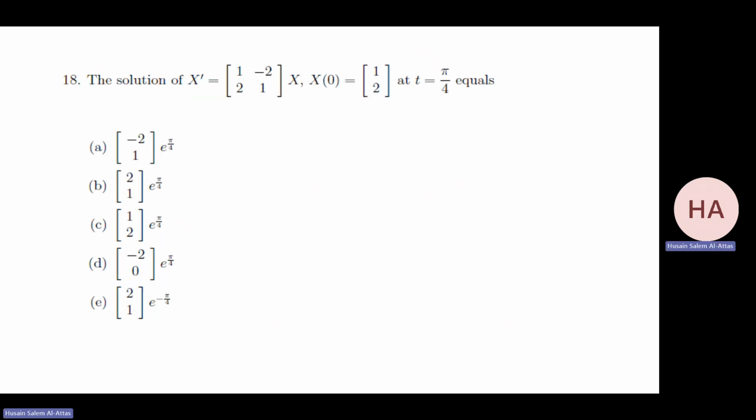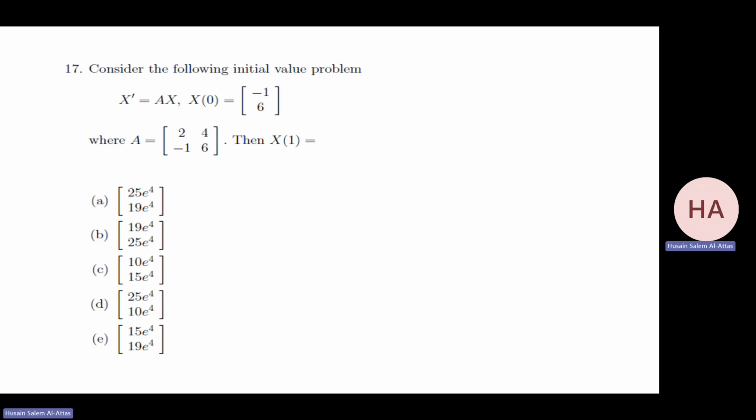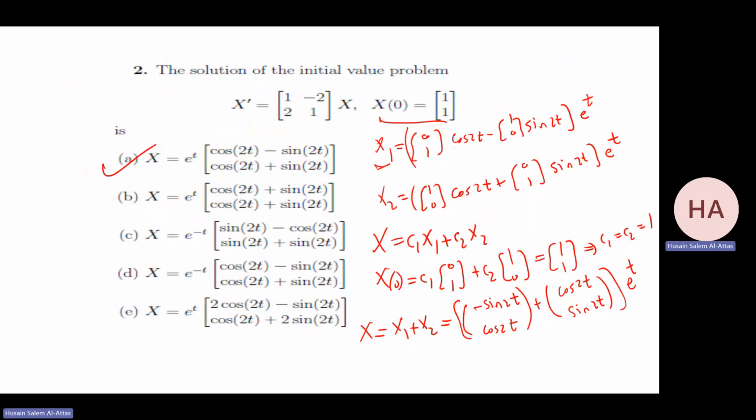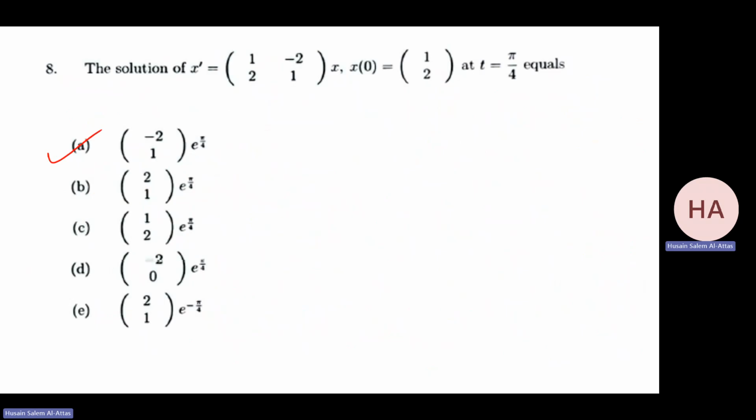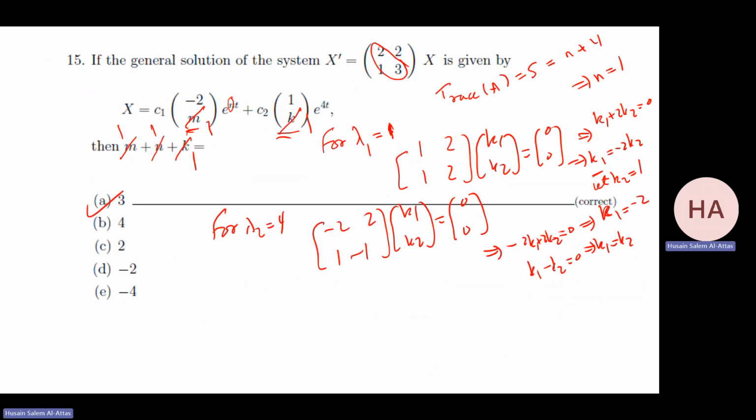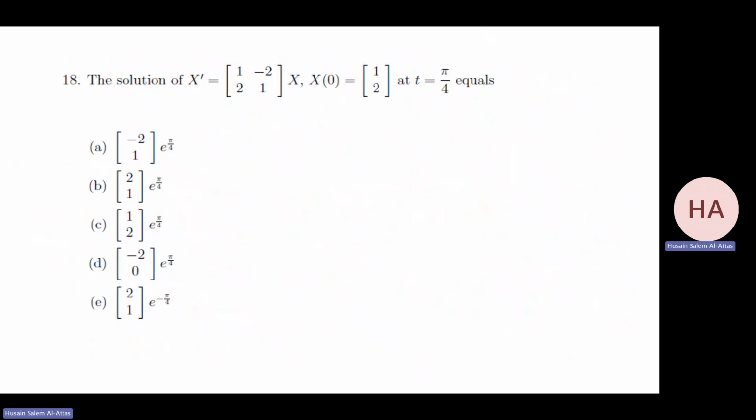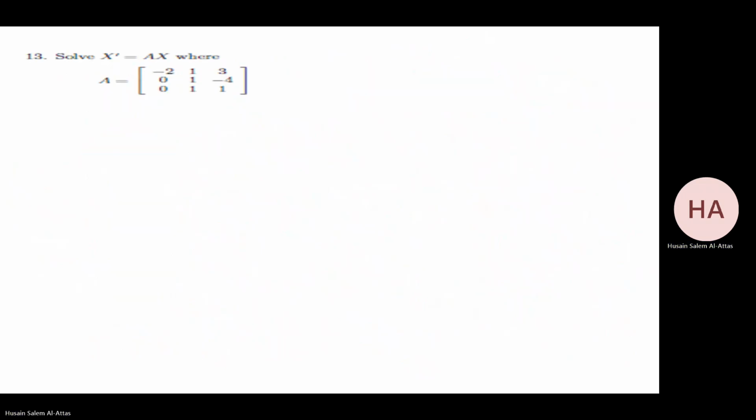Let's repeat it. Okay, this one we did before. Yeah, this one we actually did, at pi over 4, minus 2, 1, e to the power pi over 4. So no need to waste time. This will be the answer. This one, I need to solve it. Yeah, that was a written question, so it's a little bit lengthy.